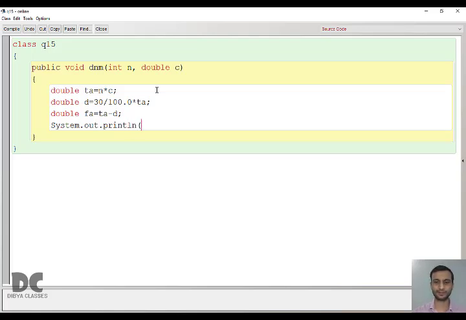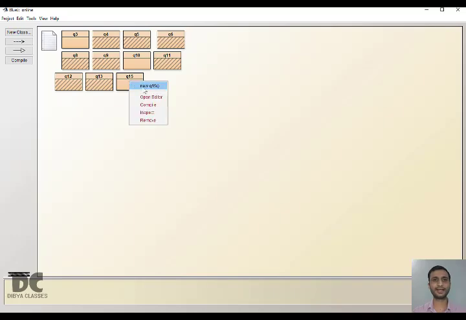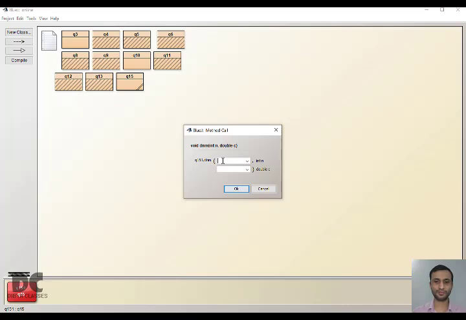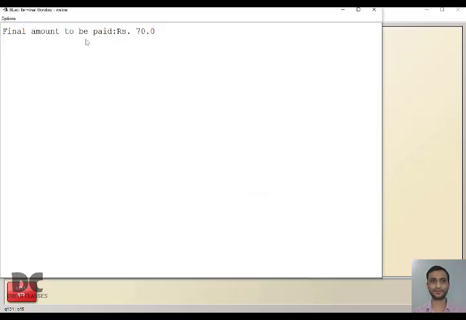Finally, we'll print the value. System.out.println final amount to be paid present in the variable FA. So now this completes the program. Let us see if our program is correct. We'll take the example of that 5-star only. So we bought 10 5-star, each of 10 rupees. Final amount is 70. So we are getting the answer that is required. So our program is correct.